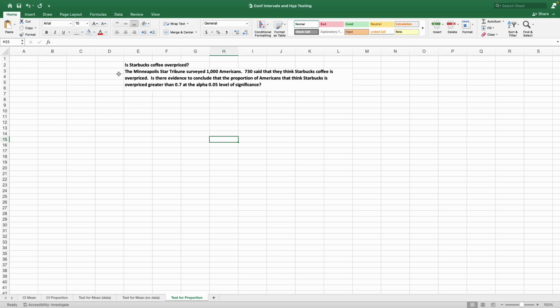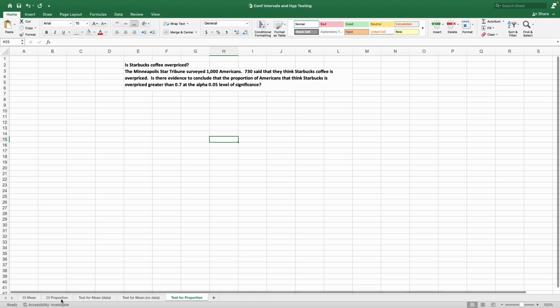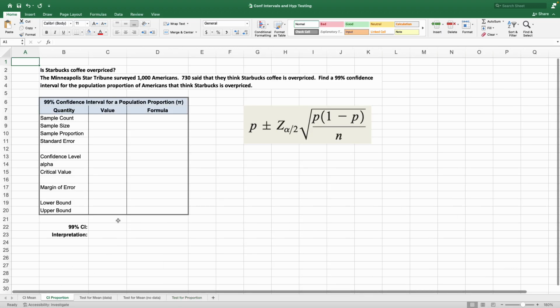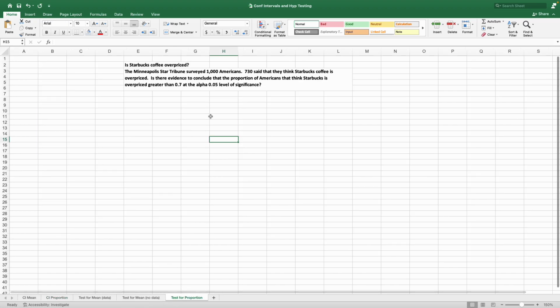All right, let's return to the Starbucks example, and we're going to do a test for proportion. So recall that we already did the confidence interval for the proportion. Oh, this isn't filled out, but we filled this out and we got a confidence interval. And we did this in the lecture notes as well. But now we're actually going to do the actual hypothesis test.